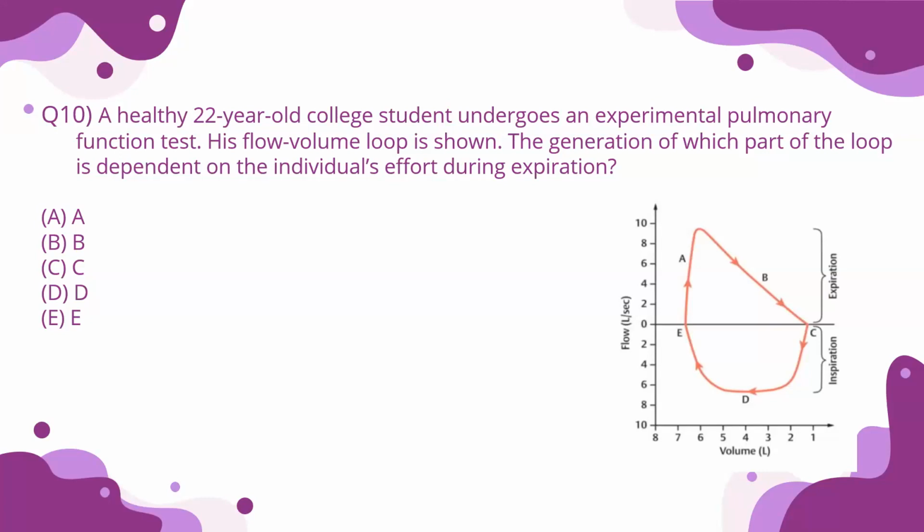So some of you are saying B, some of you are saying A. Okay. Now, they're asking about a 22-year-old college student who's undergoing an experimental pulmonary function test. You can see his flow volume loop, okay? The generation of which part of the loop is dependent on the individual's effort during expiration. A simple way of phrasing this question would have been, which part of this graph is the effort dependent part of this graph? That's what they're asking you. Which part of this graph is effort dependent? That is actually A, okay?